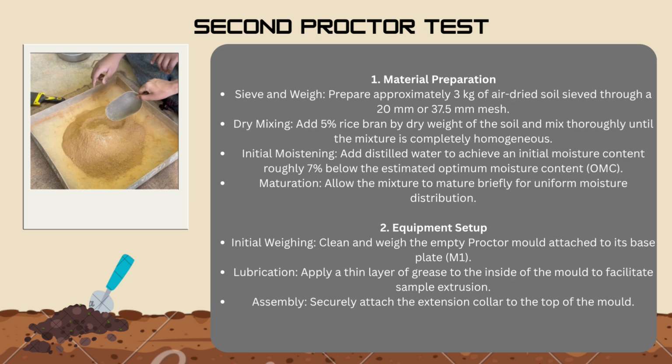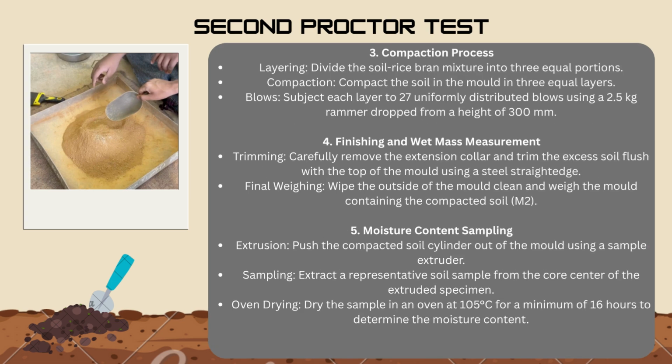Step 2. Equipment setup. Initial weighing. Clean and weigh the empty bottle mold attached to its base plate. Lubrication. Apply a thin layer of grease to the inside of the mold to facilitate sample extrusion. Assembly. Securely attach the extension collar to the top of the mold. Step 3. Compaction process. Layering.